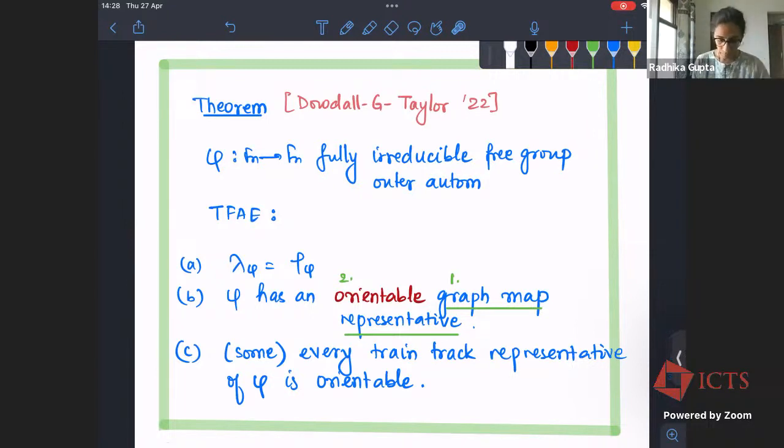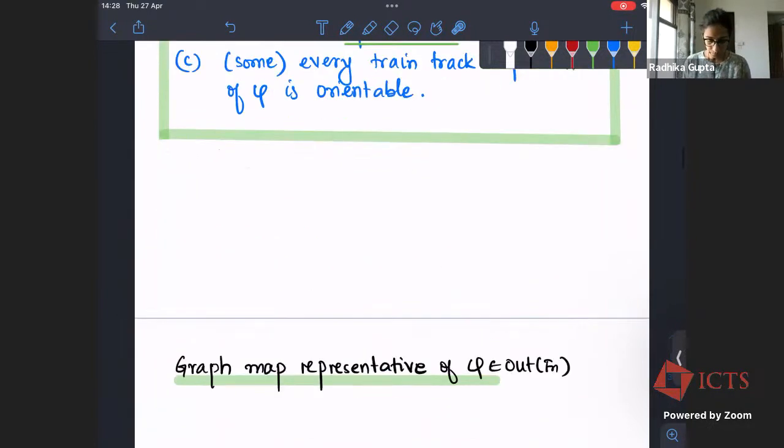Remember the surface theorem? The surface theorem was that the two numbers are equal if and only if the foliation is orientable. And here our result is that these two numbers are equal if and only if there is a graph map representative that is orientable. So now let me tell you what a graph map representative of an automorphism is, and what it means for it to be orientable.